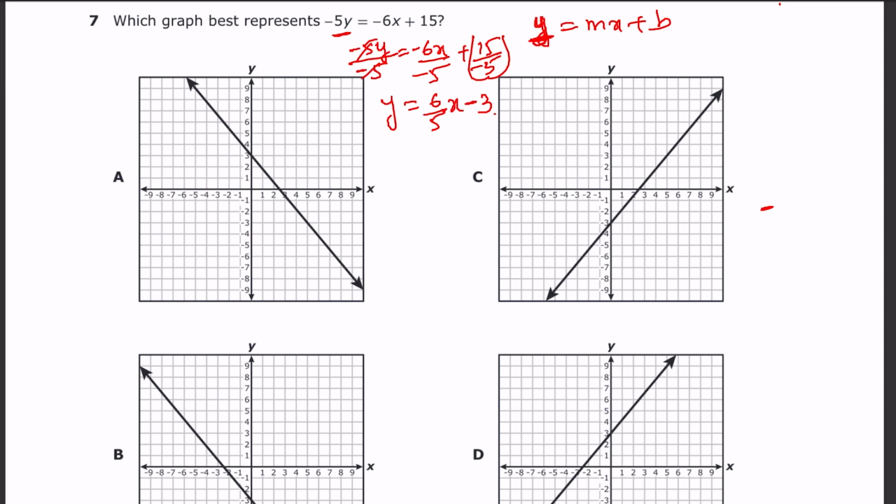So it will be either this graph or this graph, because these two are having positive slope. And what is the y-intercept? We are having the y-intercept equal to nothing but -3. So which graph has the y-intercept as -3? So it is here. If -3 is over here, (0, -3). So therefore C is the right option for the 7th one.